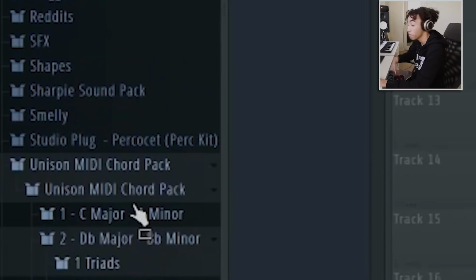Everyone uses the same two to three progressions. Now here's the part where I'd sell you the Unison MIDI chord pack. And I'm not about that life. I personally have nothing against these products, but I just think there's a lot better out there. What am I talking about when I say there's better out there?